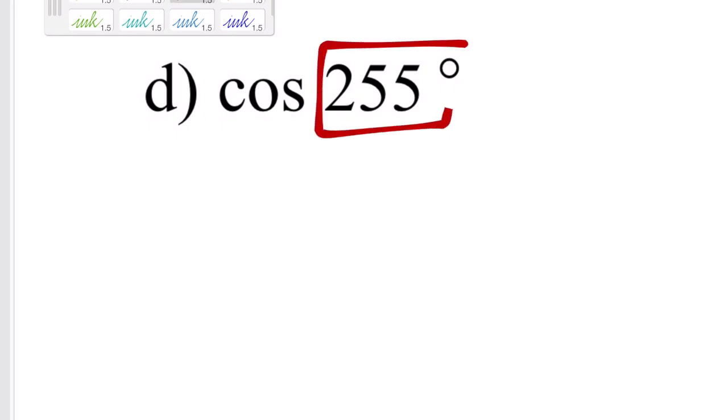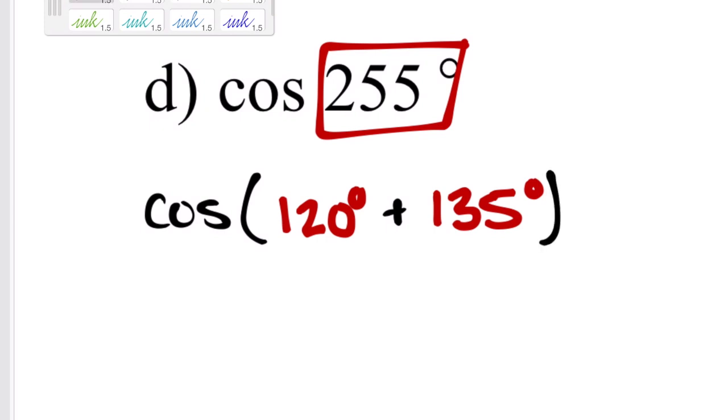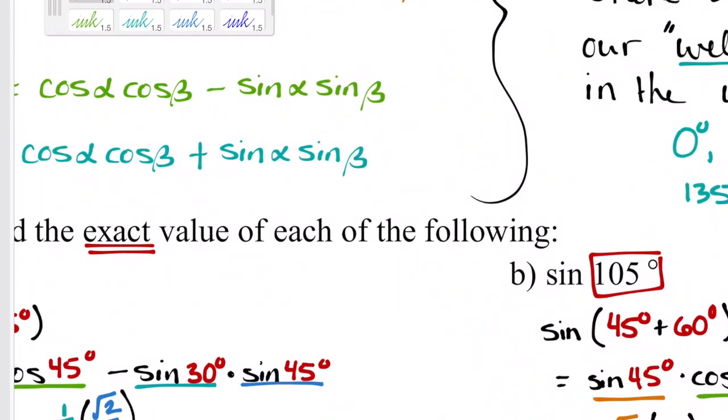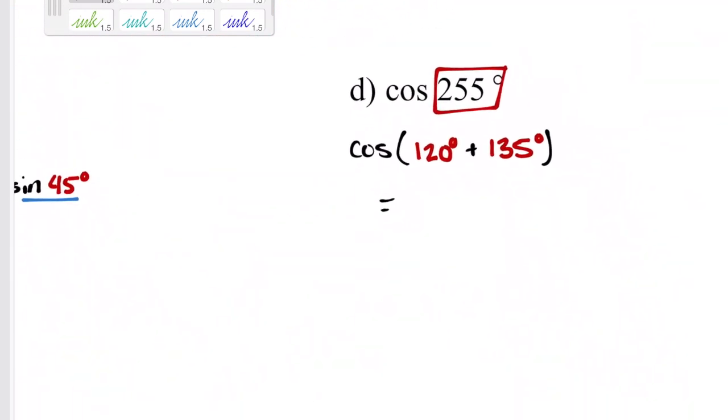So now I've got 255. Whenever I break this up, I'm going to break it up into 120 plus 135 degrees, of course. So going through this, I'm going to be using the one in green, like I have before.